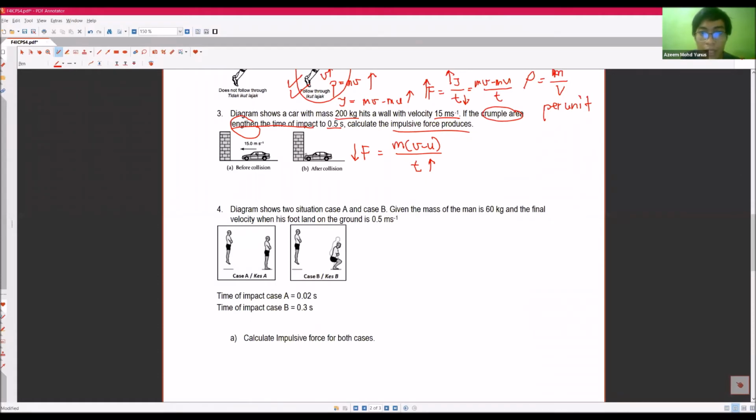So the question asks for the impulsive force. We just use this formula. We don't need to rearrange. Just plug in the information needed. The mass is 200. The initial velocity is 15. The final velocity is 0. So 0 minus 15, divided by the time 0.5 seconds. So when we plug that into our formula, it should be negative 15 times 200 divided by 0.5, 6,000. Negative 6,000 Newton. Okay.